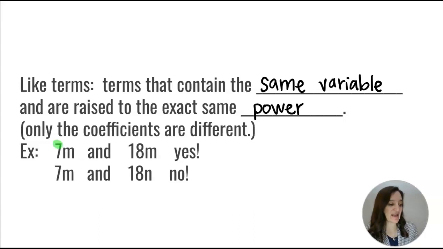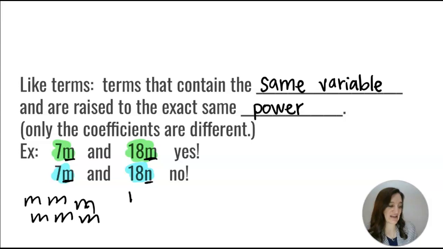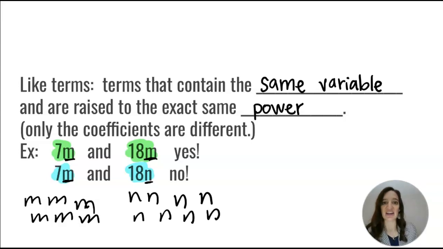7m and 8m are like terms because they both end in m. Now, 7m and 18n are not like terms because one is an m and one is an n. That's like having 7 of these, right? And 18 of these. You can't combine them. These are newts and monkeys. They're not the same. You can't combine apples and bananas just like you can't combine m's and n's. So those are not the same.